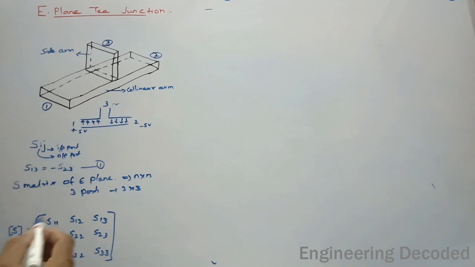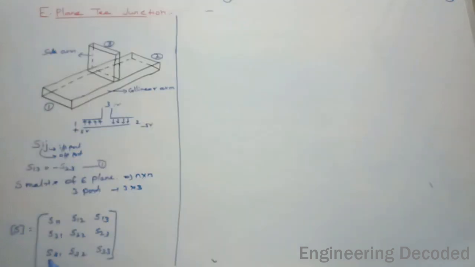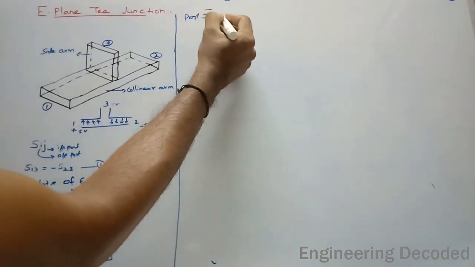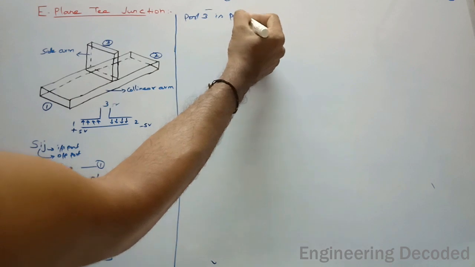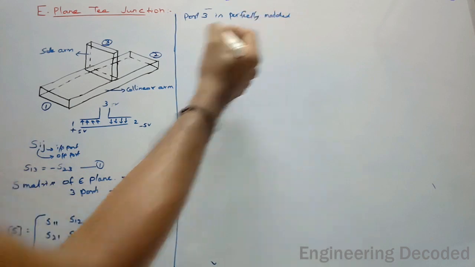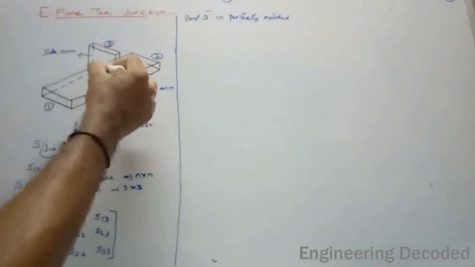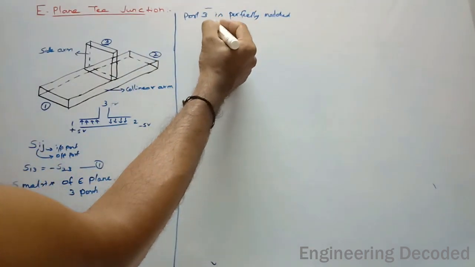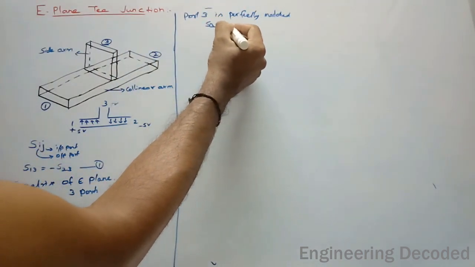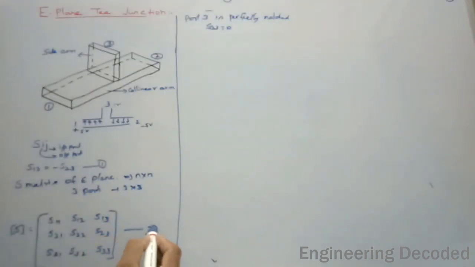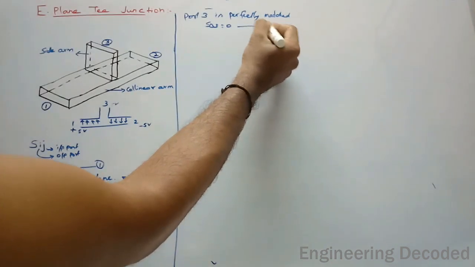So how can we find these S parameters? That we can see now. We can take port 3 as perfectly matched. That means if you are giving an input through port 3, it comes only across port 1 and 2, nothing is reflected back. In that case, S33 is equal to 0. You can mark this one as 1, this as 2, and this as 3.